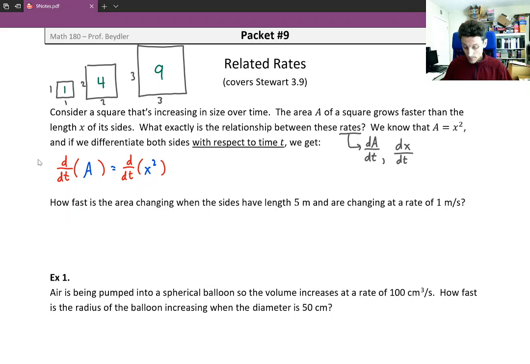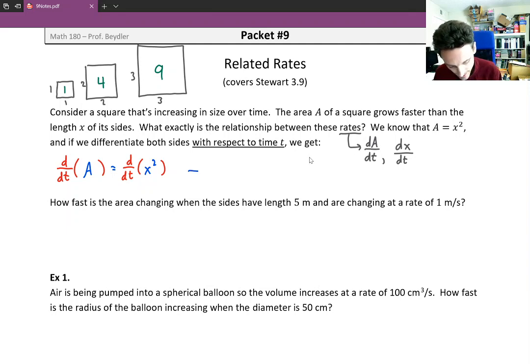Notice that area is a function of time. Area is changing as time is changing, so somehow it's a function of time. Notice that x is also a function of time, because as time changes, the variable x is changing. In our example, it was increasing by 1 every second. So in both of these cases, because the variable that we have here is different from the variable we're differentiating with respect to, we're going to have to use implicit differentiation. And that's one of the reasons why we cover implicit differentiation right before this packet.